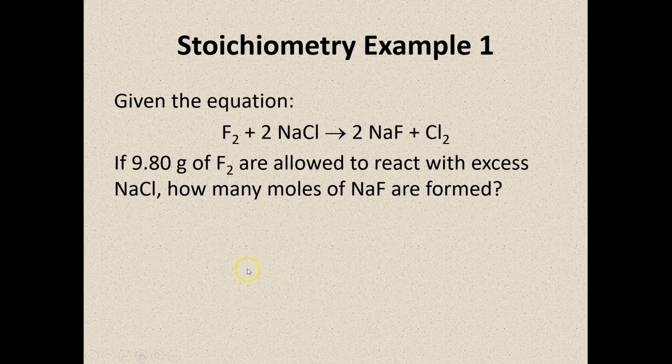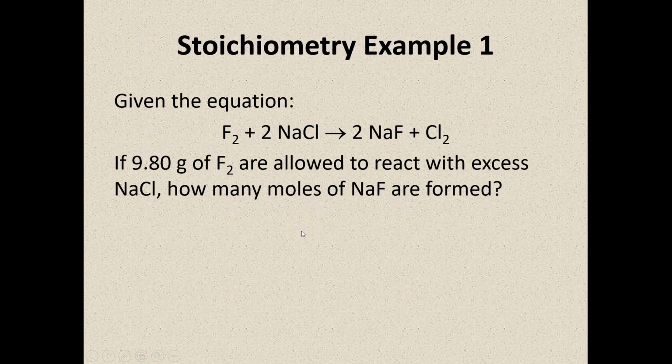Okay, in this instance, we have the equation, balanced for us: F2, fluorine, plus 2 sodium chloride gives us 2 sodium fluorides plus chlorine. And if 9.80 grams of fluorine gas are allowed to react with excess sodium chloride, that is to say, this is the limiting reactant, it's going to determine what our yield is. How many moles of sodium fluoride are formed?